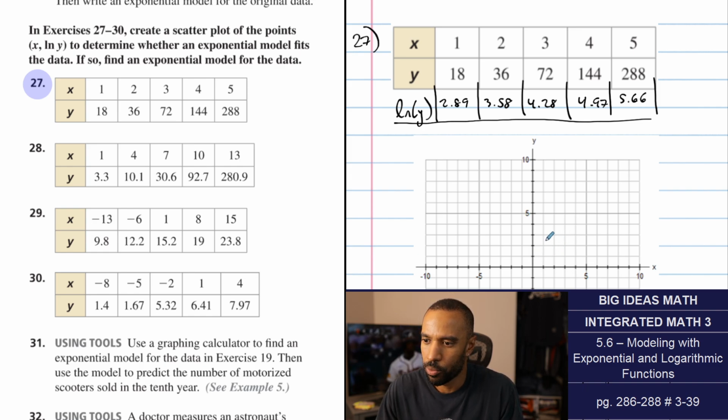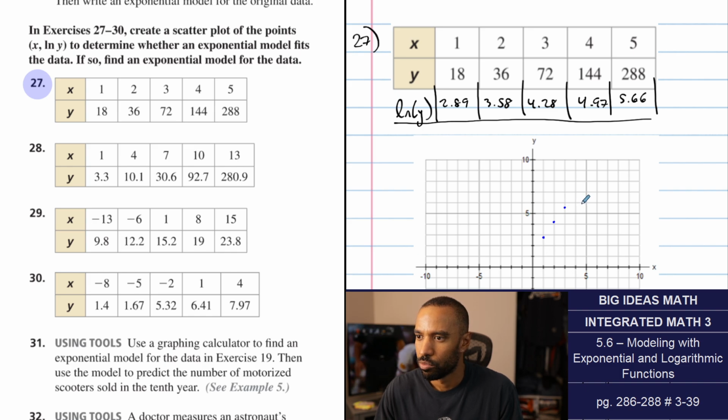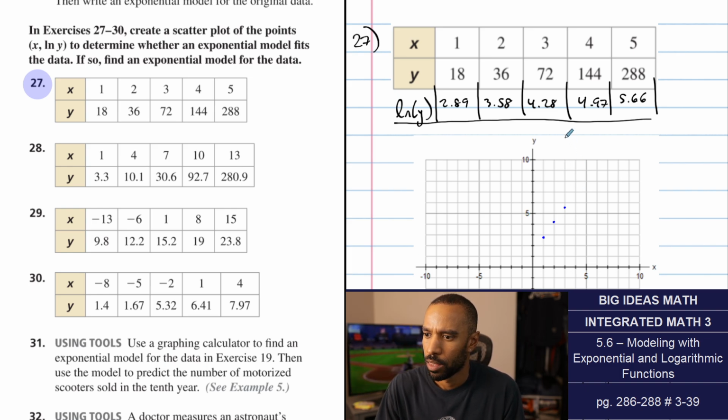1, 2.89, 2, 3.58, 3, 4.28, 4, let's see, 8, 9. I don't know if that's high enough. 4.28, 4, 4.97. Wait, what am I doing? 3.58. That's not 3.58 right here. What am I doing? Let me redo that.